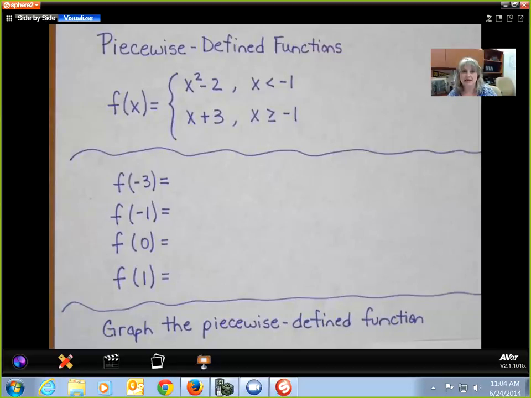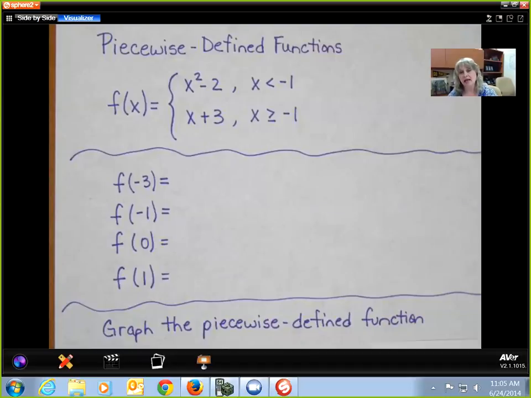Hey everybody, today we're going to talk about piecewise defined functions, and I've got an example here for you. Notice that we have the function f of x equals x squared minus 2 and also f of x equals x plus 3. Now the thing about this is the x squared minus 2, we know that's a parabola, okay? But it's only going to look like a parabola on the left side of x is less than negative 1. And then the graph is going to change its look.